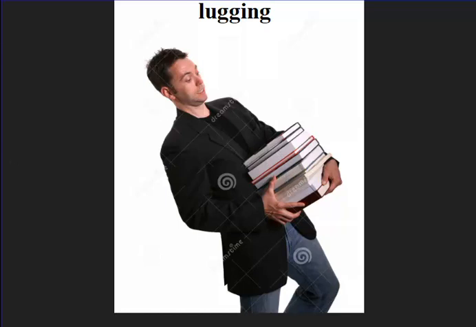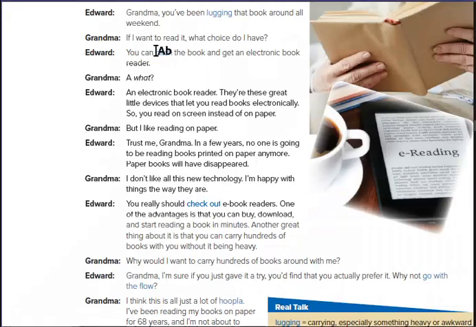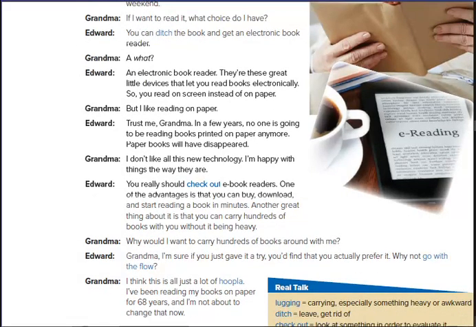Now let's see here. She says, if I want to read it, what choice do I have? So he tells her, you can ditch that book and get an electronic book reader. So he tells her you can ditch that book, which means you can what? You can leave or get rid of that book.